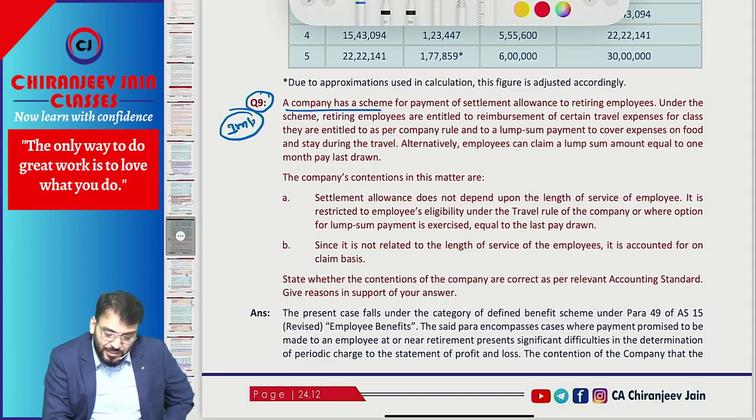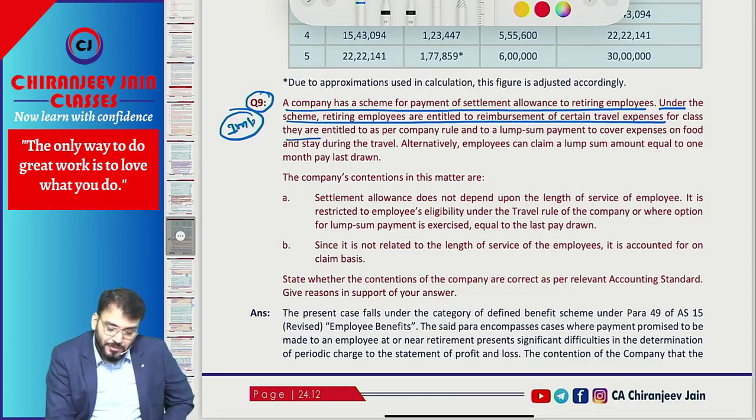A company has a scheme for payment of settlement allowance to retiring employees. Under the scheme, the retiring employees are entitled to a reimbursement of certain travel expenses per class they are entitled to as per the company rule, and to a lump sum payment to cover the expenses on food and stay during the travel. Alternatively, an employee can claim a lump sum amount equal to 1 month's pay last drawn.